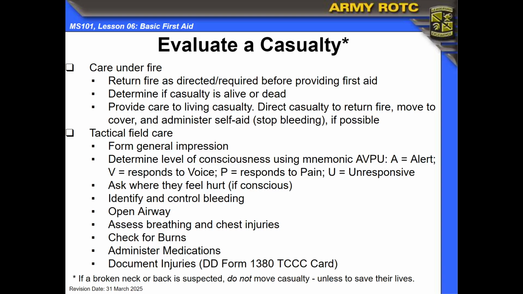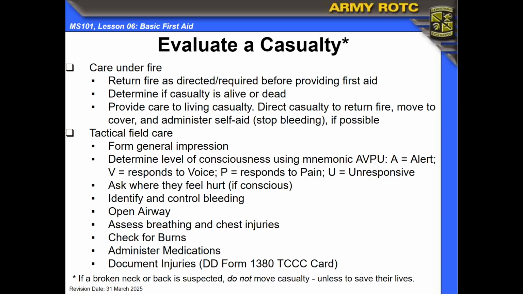Everyone's seen Saving Private Ryan, right? Guys get shot left and right. They keep fighting. It's not that they're waiting for the medic to come and support, but if you don't fight back, then you're going to become a casualty too. So you fight first. All right. Determine casualty alive or dead.